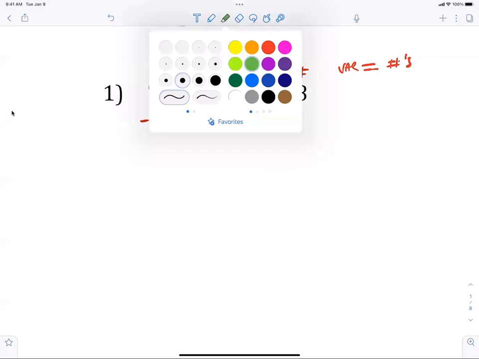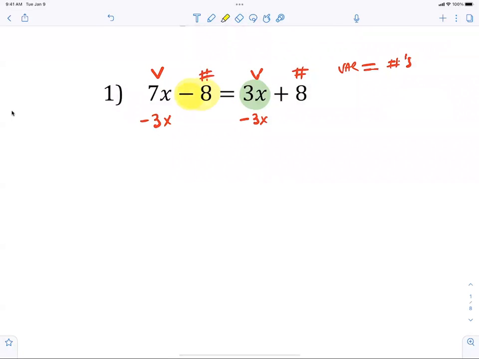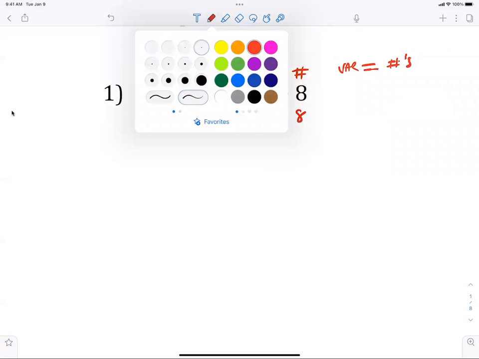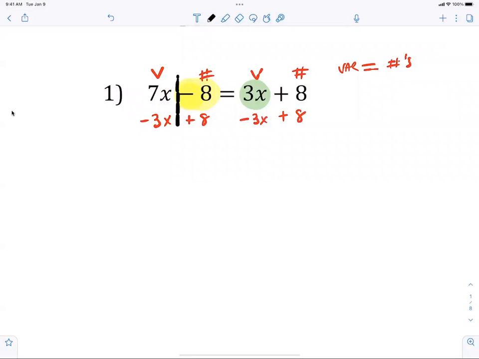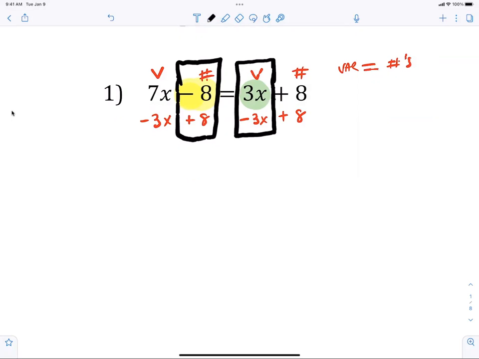Now I have the negative 8. That's a number. I want that on the other side. So to get rid of a minus 8, I have to do what? Add 8. I'm adding 8 to both sides. Now, just to make sure you're seeing me, this negative 8 and this positive 8 do what to each other? This 3x and this negative 3x do what to each other? Cancel.